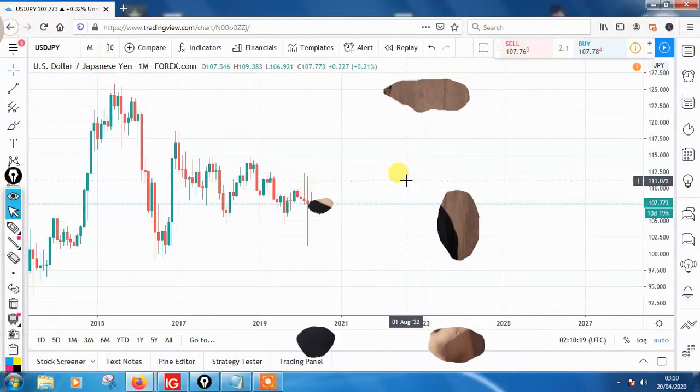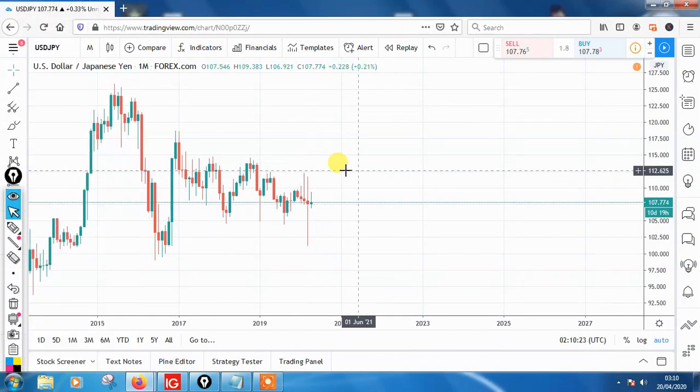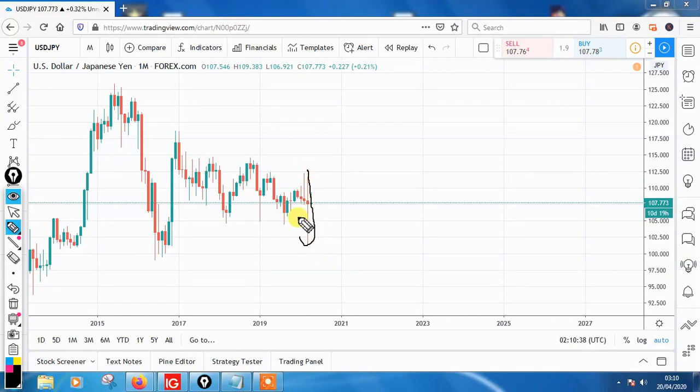Now let's jump into the chart. And we're starting with the US dollar against Japanese yen from the monthly time frame. We see that for the last month we had these big moves and the price moved up and down because of the volatility due to this virus cause. And we closed as a spinning top candle for the last month.